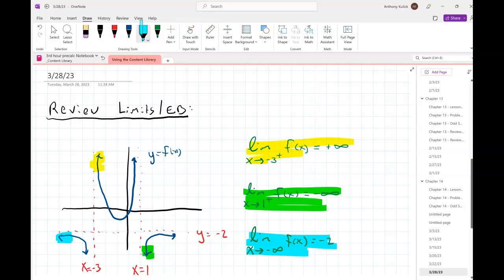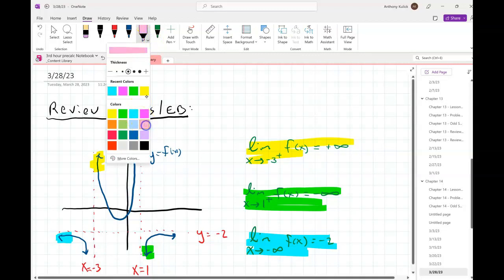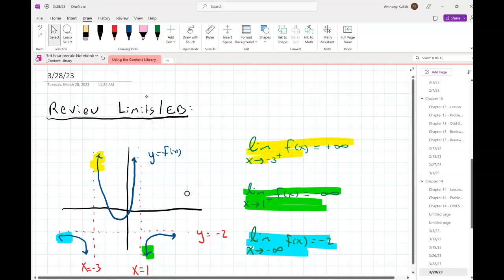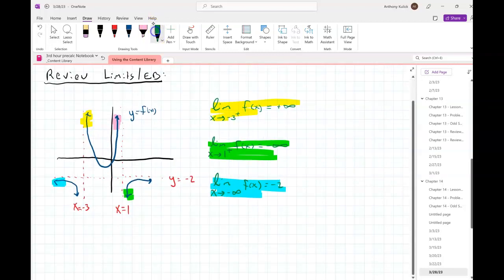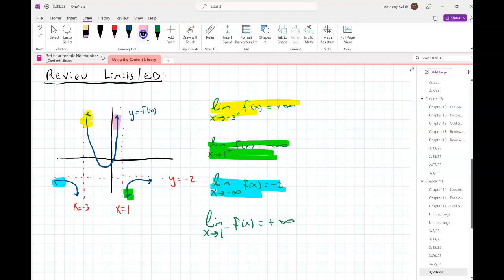Is this going okay? A little bit more clear what these things mean? Okay, how about this one here? f of x equals positive infinity, x approaches 1. Yeah, that was a weird order to kind of give me the information, but okay.